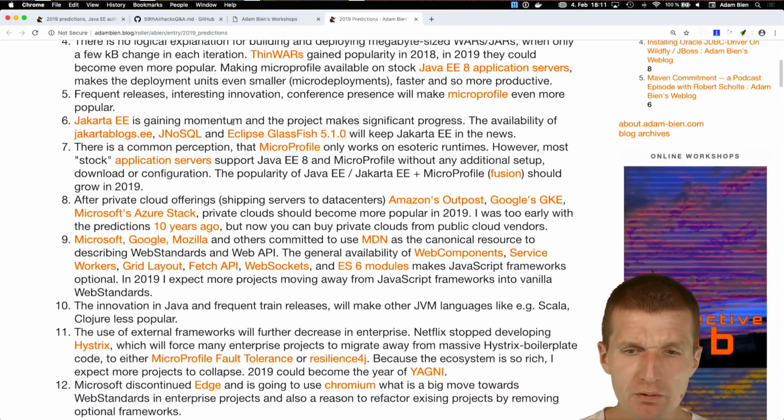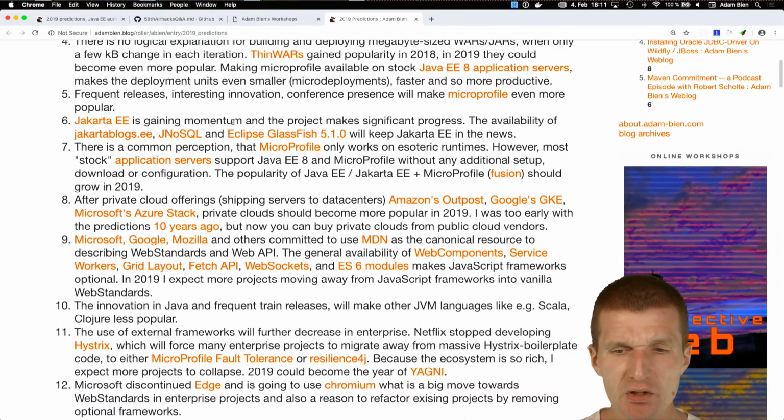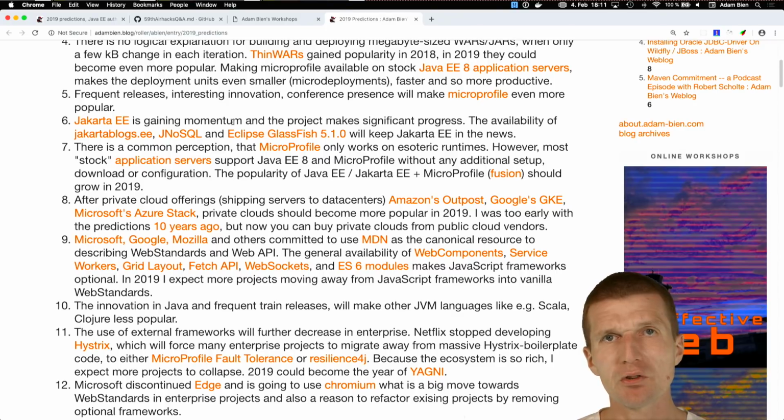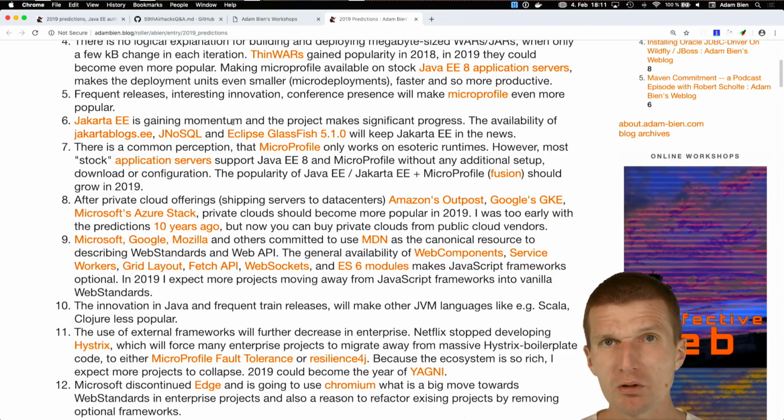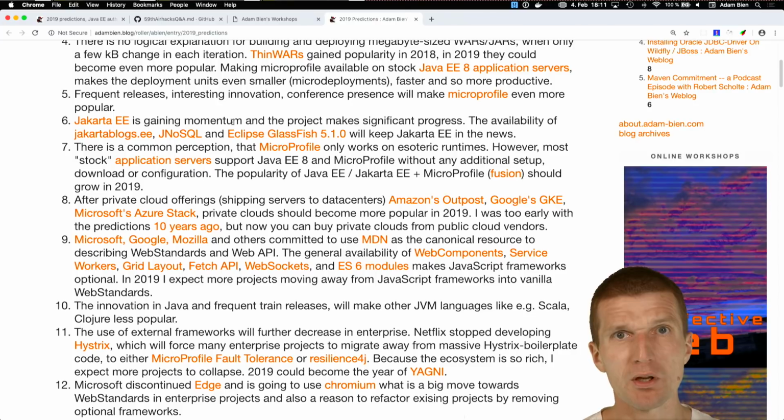We had already some chats behind the scenes, but what I don't get is why ThinWars is not like a complement of function as a service, because for me ThinWars is like serverless, because I just focus on business logic. I don't care about servers at all, and I push the ThinWars to the cloud. It would be a great operating model or programming model for the clouds, if you think about this.